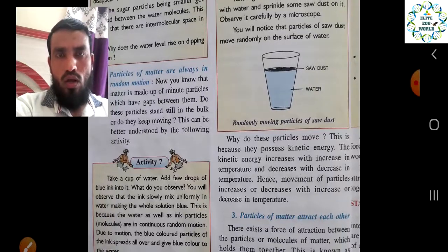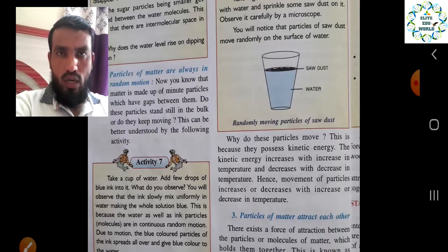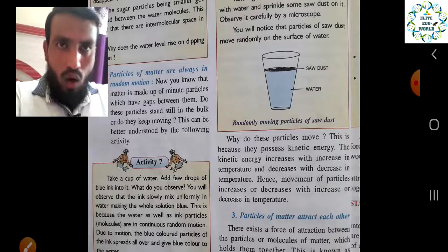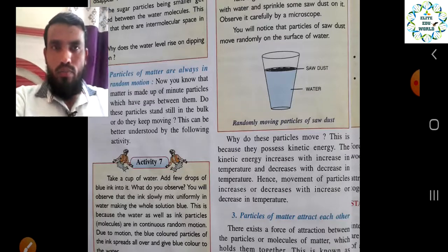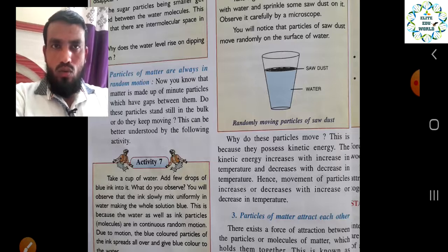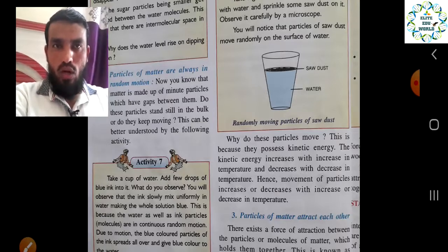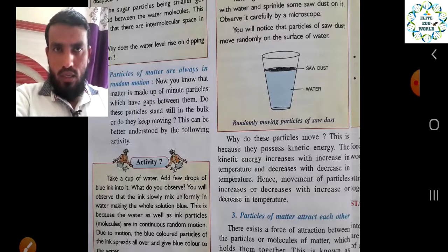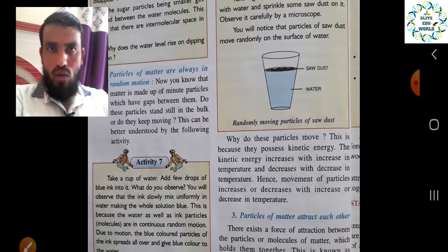Every molecule, whether it is a molecule of solid, gas, or liquid, is in random motion. They will not just stand in one place. So the molecules of matter are always in random motion. Now you know that matter is made up of minute particles which have gaps between them, whether it is solid, liquid, or gas.